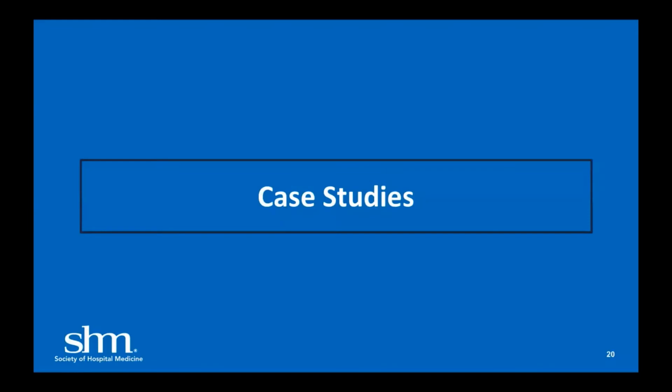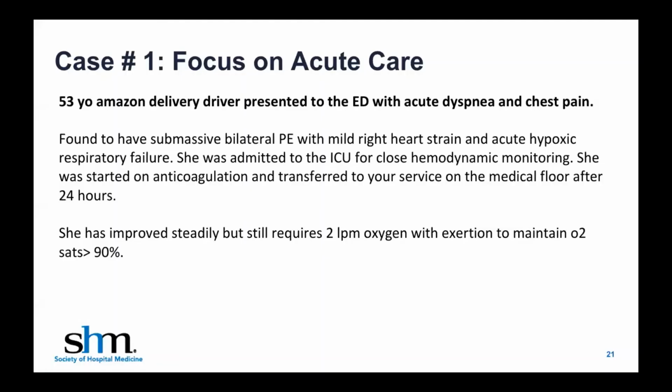Anstat's recent experience in treating patients through the pandemic. Our first case, really focusing on acute care, with a 53-year-old Amazon delivery driver presenting to the emergency department with acute dyspnea and chest pain. She's found to have a submassive bilateral PE with mild right heart strain and acute hypoxic respiratory failure.